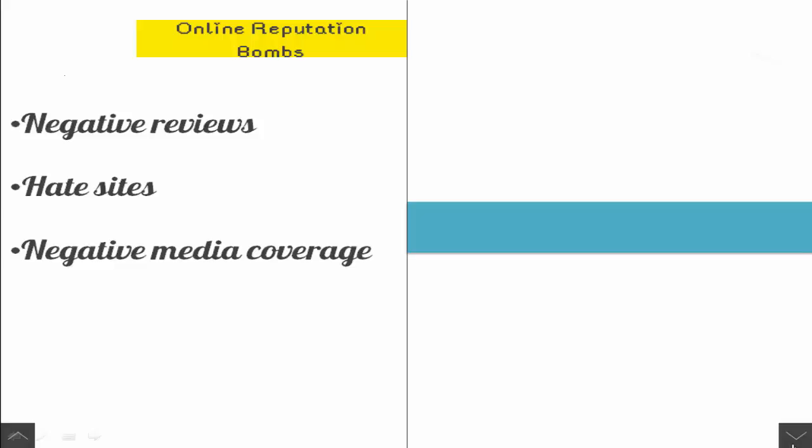Let's take a moment to discuss what online reputation bombs include. It's negative reviews. Negative content can affect your sales, and simply addressing the criticism on your site may not be enough. Hate sites. Some people dwell on negative reviews and create ad hoc websites with their own opinions. And finally, negative media coverage, which is traditional media: newspaper, TV, radio.